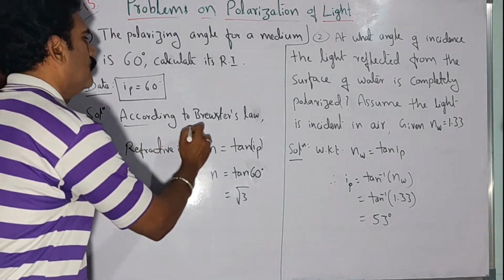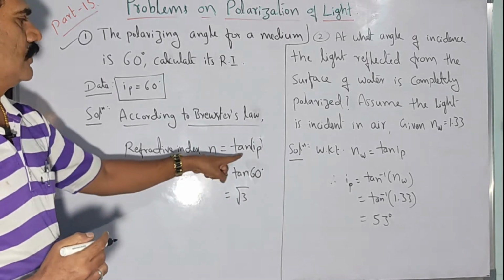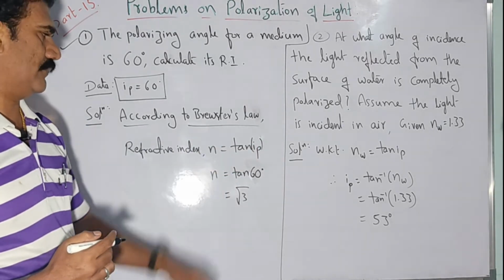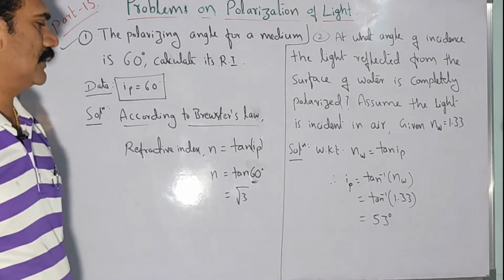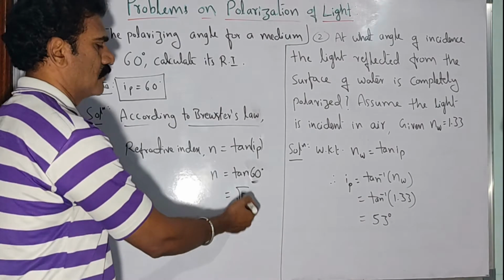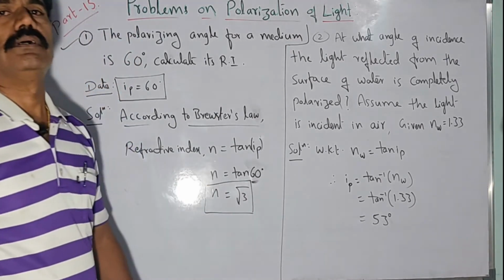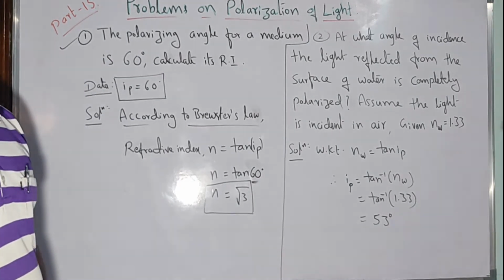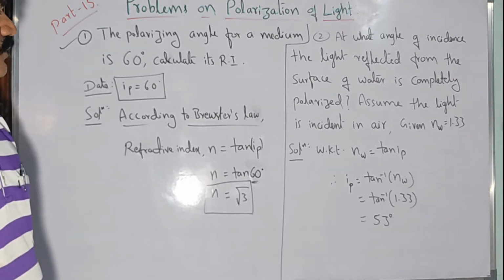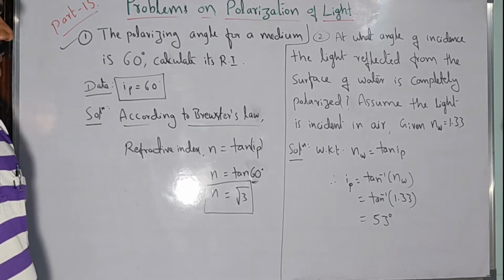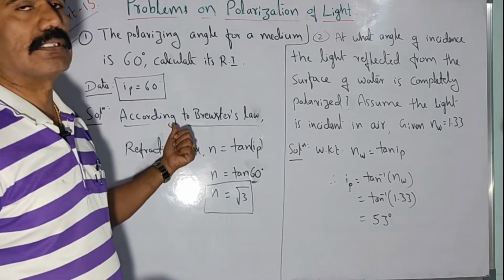According to Brewster's law, we can write the refractive index n equal to tan of the polarizing angle IP. Very simple: if you know the polarizing angle, substitute it as 60 degrees and calculate. tan 60 is equal to root 3. So the refractive index of the medium which reflects the light before polarization is found to be n equal to root 3. Is it clear?